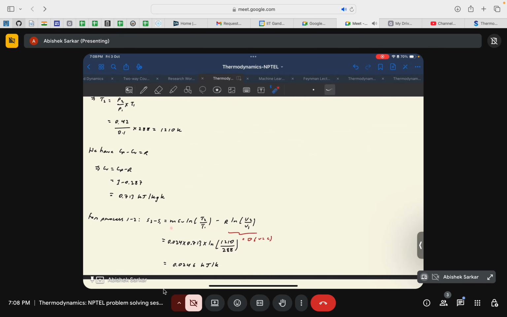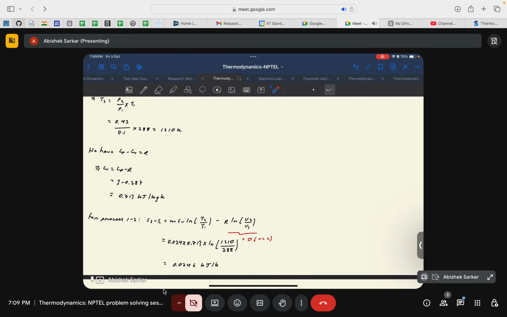Now all of these values are already known. So m is 0.042 times 0.713 times natural log of 1210 by 288. The temperature in this natural log should always be in the Kelvin scale, or the absolute temperature scale. That's why I asked you to convert all temperatures to the Kelvin scale. Then from this you get the net change in entropy from process 1 to 2 to be 0.0426 kilojoule per Kelvin.